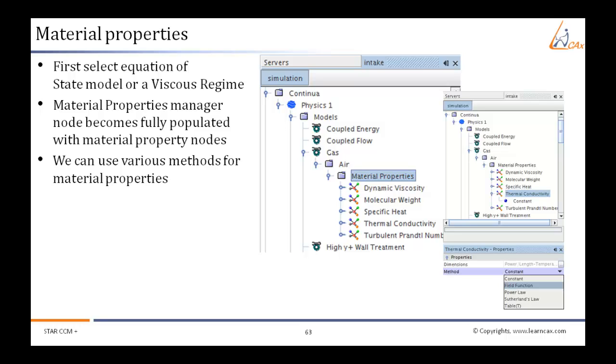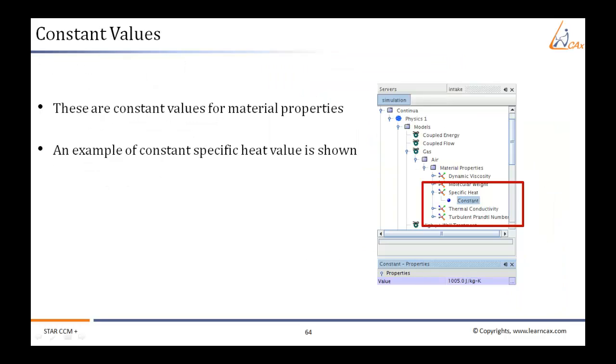We can use various methods for material properties. Let us see them one by one. Generally, most initial conditions are specified as constants. This value is entered as a scalar value in the properties as shown for specific heat.